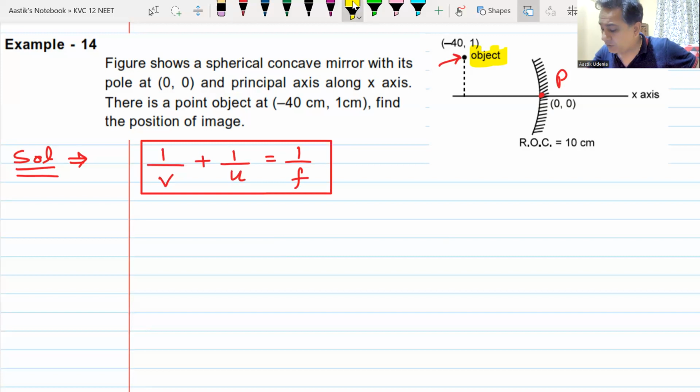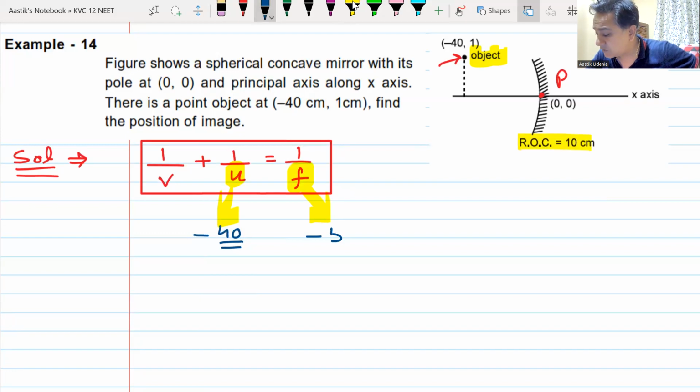Okay, what about U here, my dear friends? Can you tell me what is the value of U? Minus 40, sir. Well done. Bright voice. I love bright voices. What about F? Minus 5. Yes, because the radius of curvature is given as 10. So focal length, remember, F is R by 2, 5. It is a concave mirror, so it is minus 5. Well done, my dear friends.